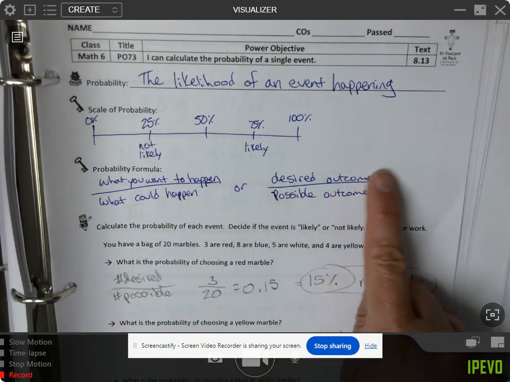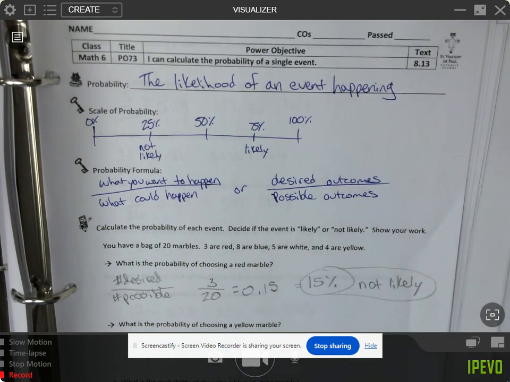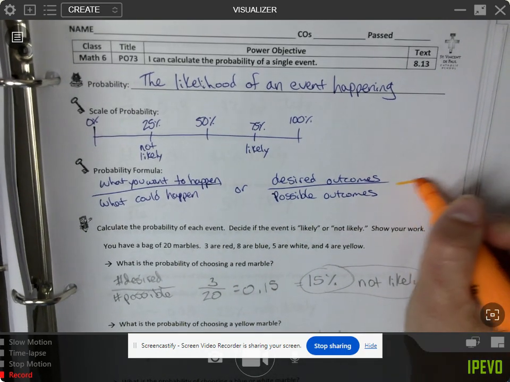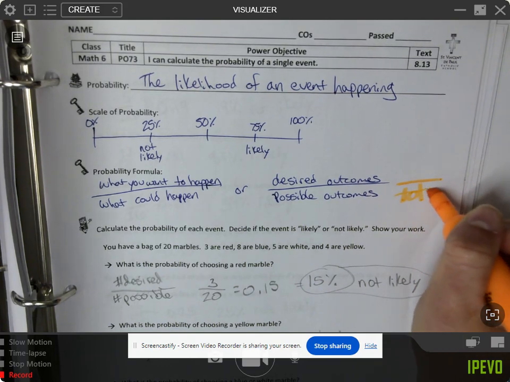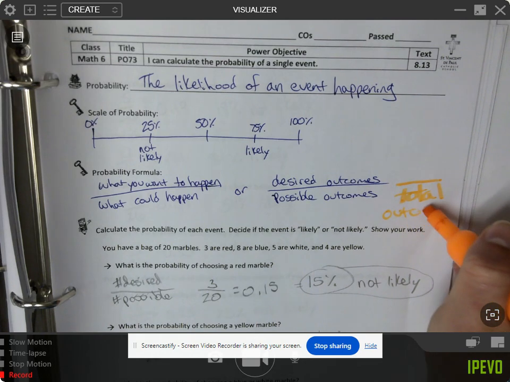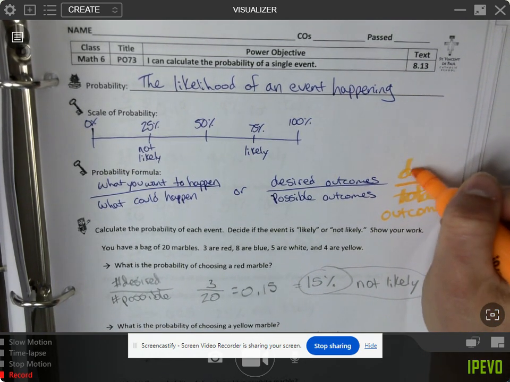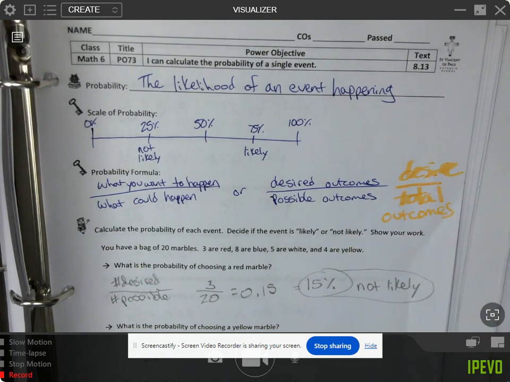In my head, this one makes more sense. Desired outcomes over possible outcomes. We want to remember that that bottom number is always the total outcomes. So that total number, how many outcomes are there altogether, goes on the bottom, and your desired, what you want, goes on top. So what you want to happen over the total possible outcomes.